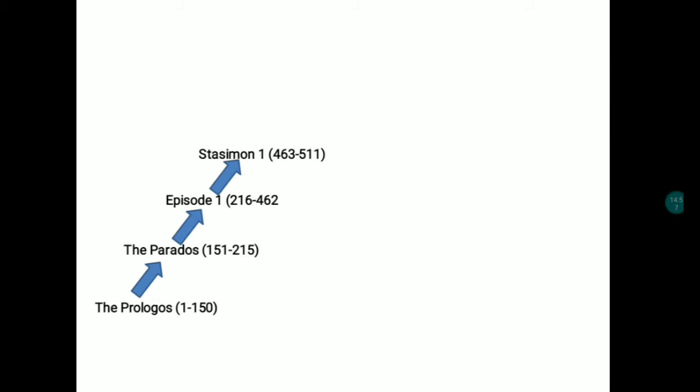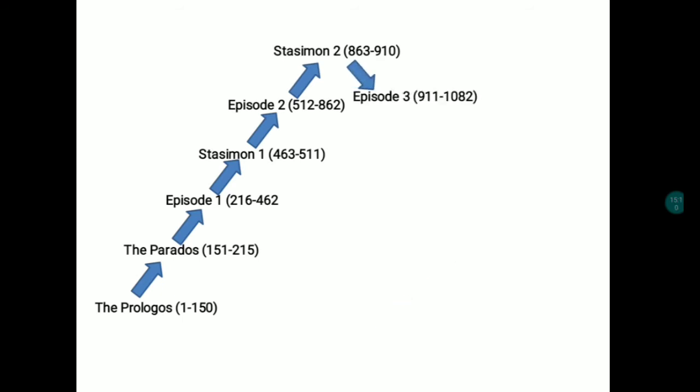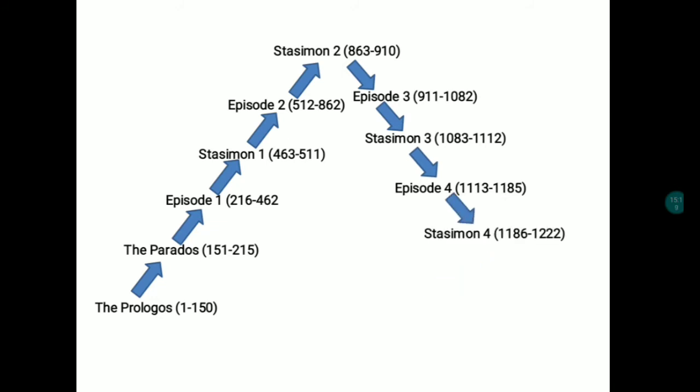And Stasimon 1 from 463 to 500 lines, and after that episode 2, and then Stasimon 2, and after that again episode 3 and Stasimon 3, episode 4, Stasimon 4. This is the last Stasimon. After that episode, and at the end Exodus. So that's how the actual storyline goes on.